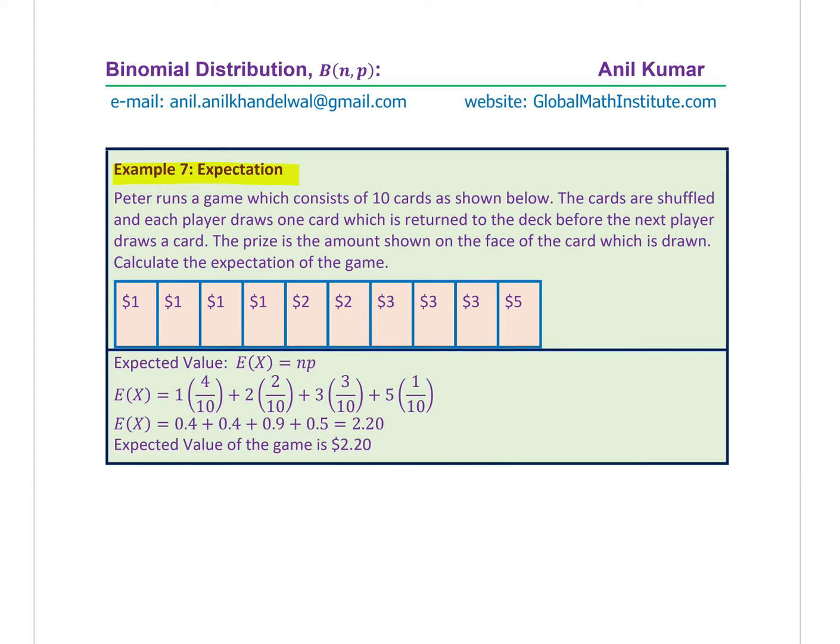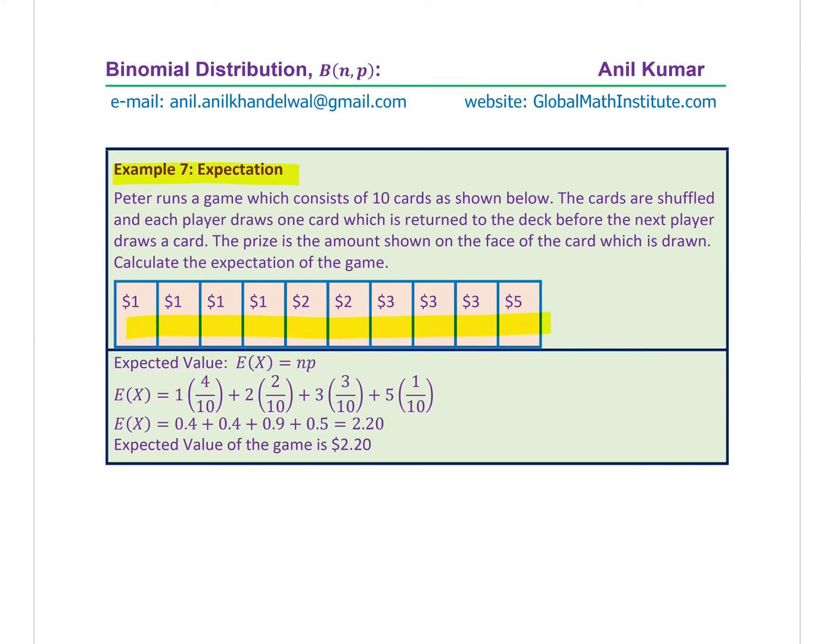Peter runs a game which consists of 10 cards as shown below, right? That is a game which Peter runs. These are the 10 cards. The cards are shuffled and each player draws one card which is returned to the deck before the next player draws a card. The prize is the amount shown on the face of the card which is drawn. Calculate the expectation of the game, right?